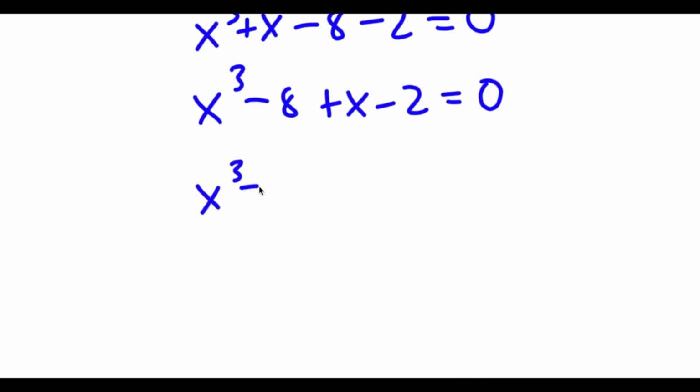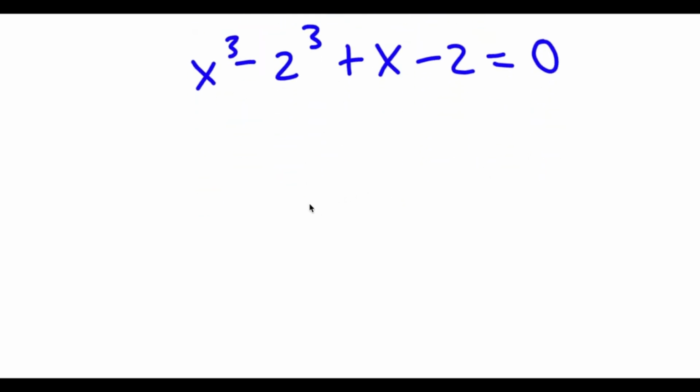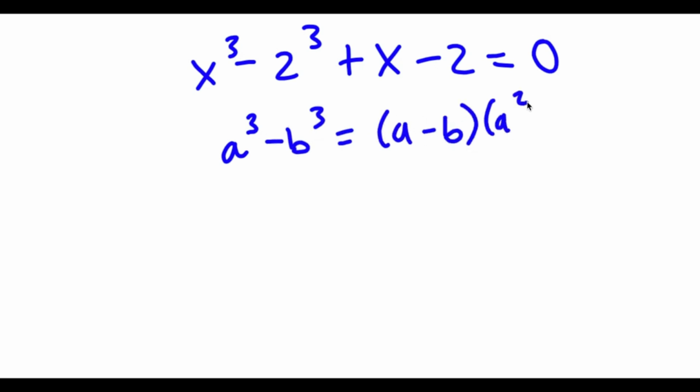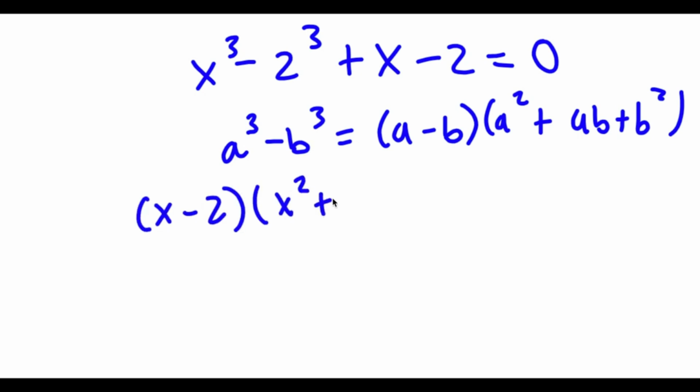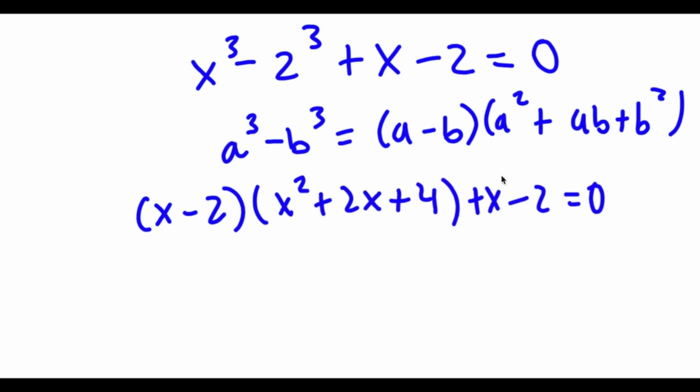So now 8 is the same thing as 2 to the power of 3. So now I have x to the power of 3 minus 2 to the power of 3 plus x minus 2 is equal to 0. Now if I have something in the form a to the power of 3 minus b to the power of 3, this is equal to a minus b times a squared plus ab plus b squared. So in this case, x to the power of 3 minus 2 to the power of 3, I can rewrite as x minus 2 times x squared plus 2x plus 2 squared, which is 4, plus x minus 2 is equal to 0.